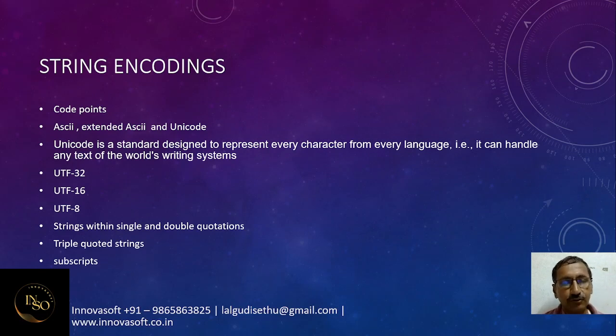UTF-8 is also a variable length encoding where some characters will occupy only 8 bits, that means 1 byte. Beyond that, some characters will occupy 2 bytes, and some will occupy 3 bytes. For example, the alphabets of the English language occupy only 1 byte. But a character like an umlaut will occupy 2 bytes. A Chinese character will occupy 3 bytes. All those things we'll be discussing. These are the different Unicode transformation formats. Now let us see how strings can be represented in Python, and then we'll see some examples.